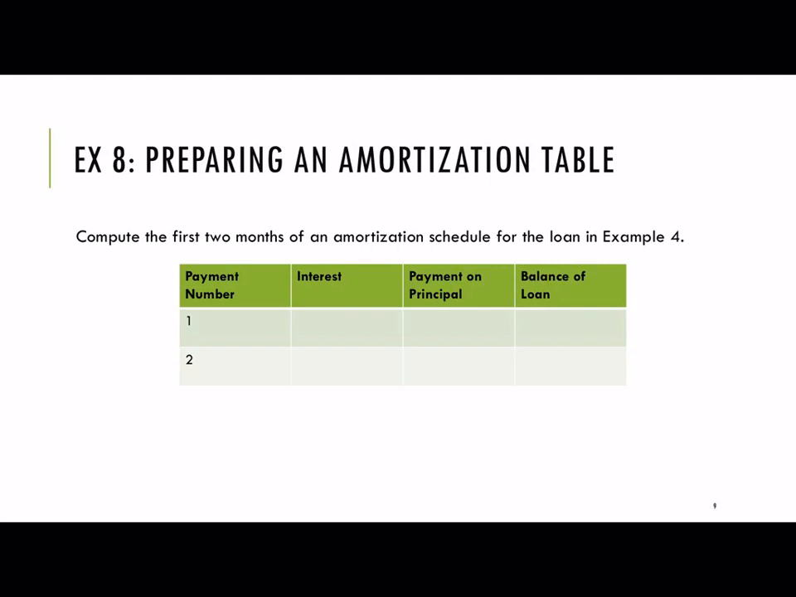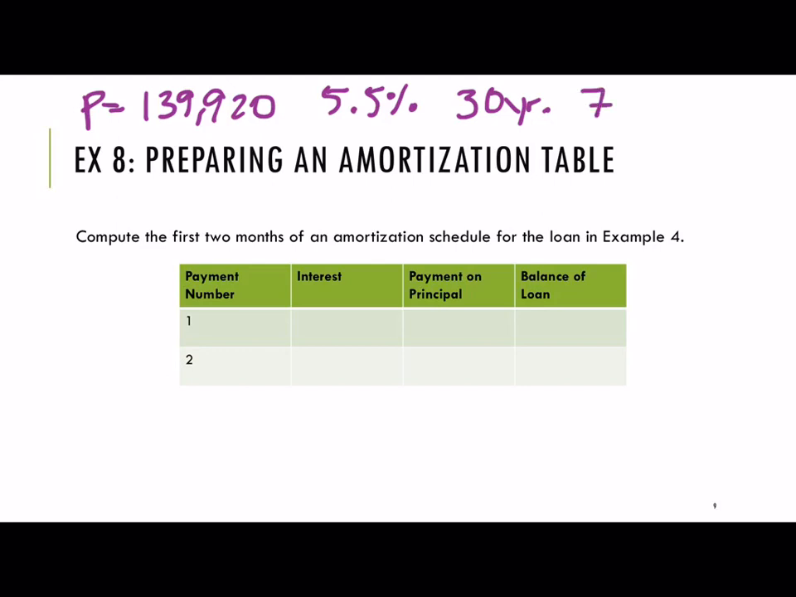So let's try this out for the example that we looked at in the last video. We had a family whose mortgage principal was $139,920. Their mortgage was at 5.5%, and if they went with the 30-year mortgage, then they had a monthly payment of $794.45.